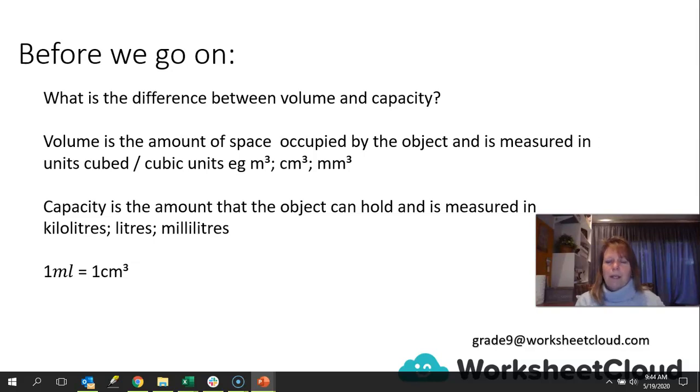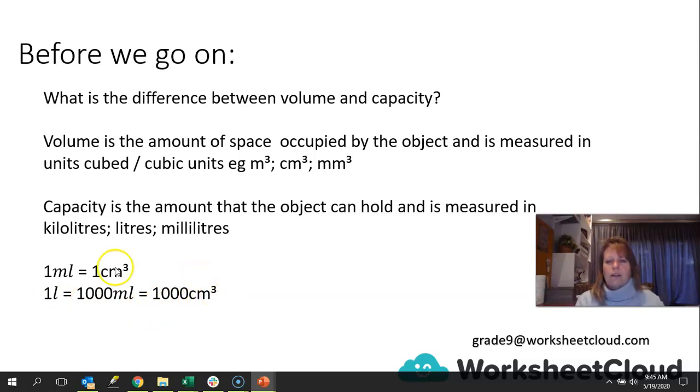1 milliliter is the same as 1 centimeter cubed. 1 liter is 1,000 milliliters. We know that because of the conversion on our chart with our milliliters and liters. There are 1,000 milliliters that make up a liter. Okay, but if 1 milliliter is equal to 1 centimeter cubed, then 1,000 milliliters is equal to 1,000 centimeters cubed, which means that 1 liter is equal to 1,000 centimeters cubed.